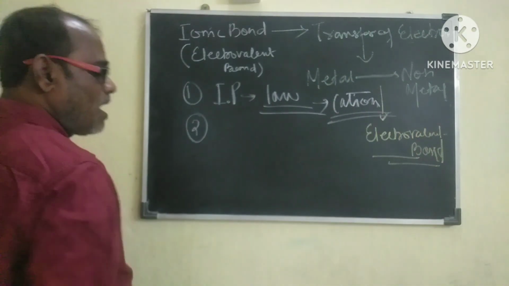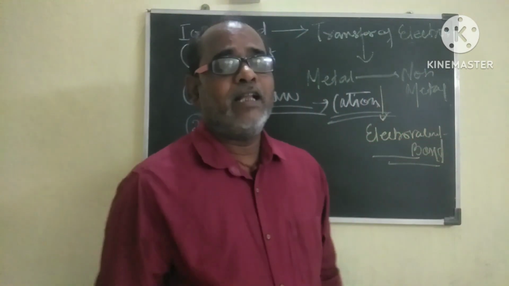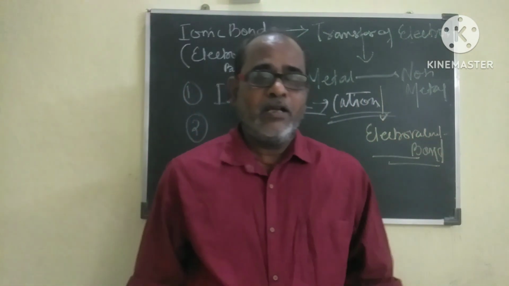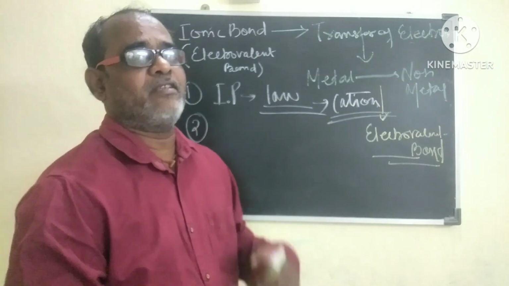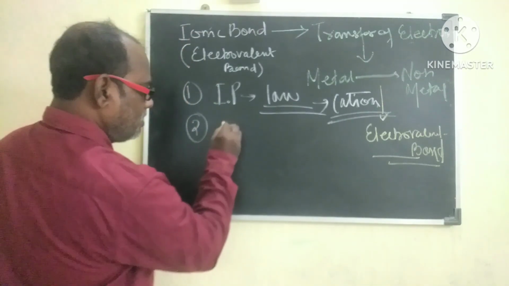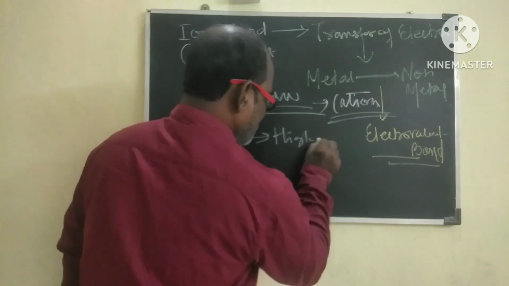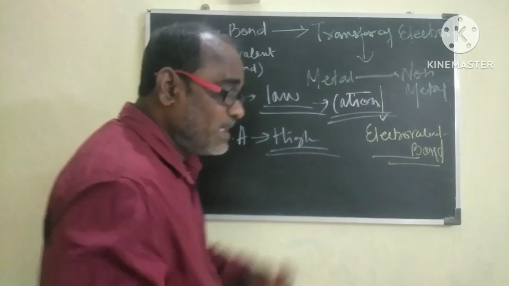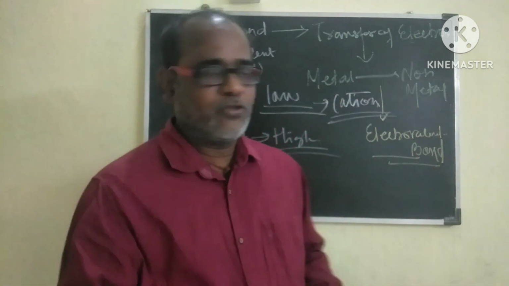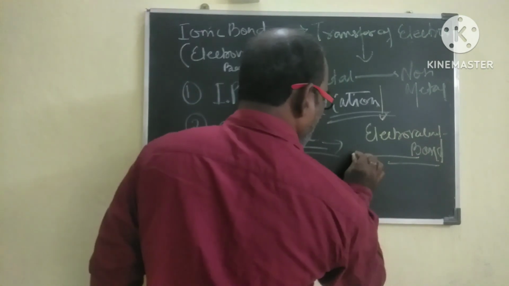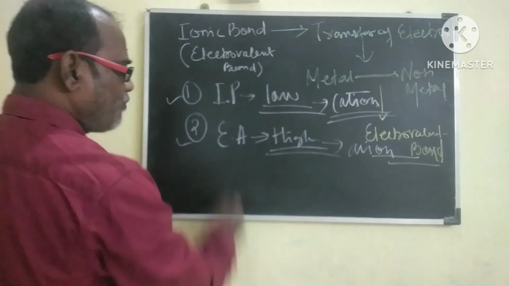Number two, let us inquire regarding the electron affinity. If the electron affinity is high, then it becomes easy to accept electrons. That means formation of anion. So this is the number two factor.